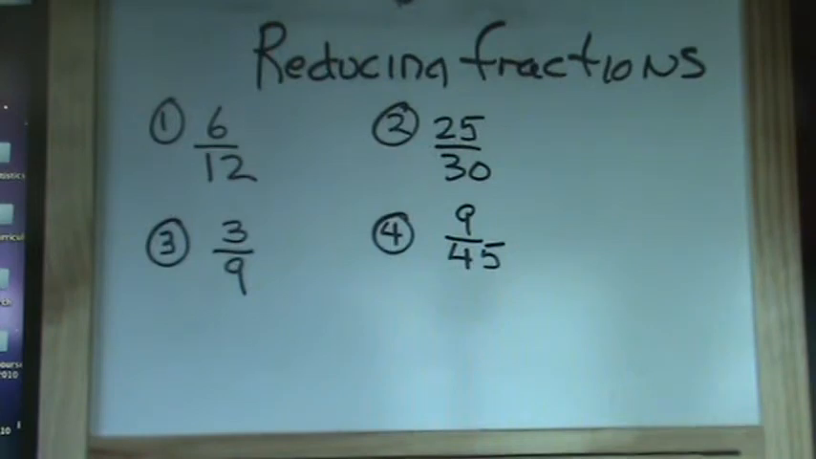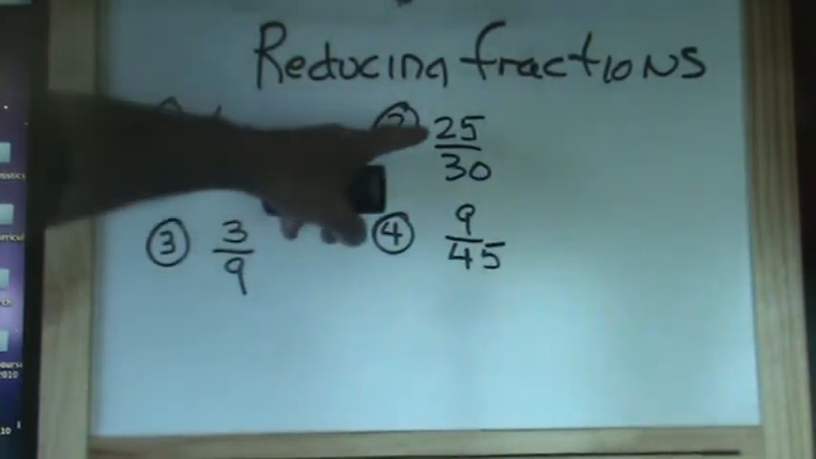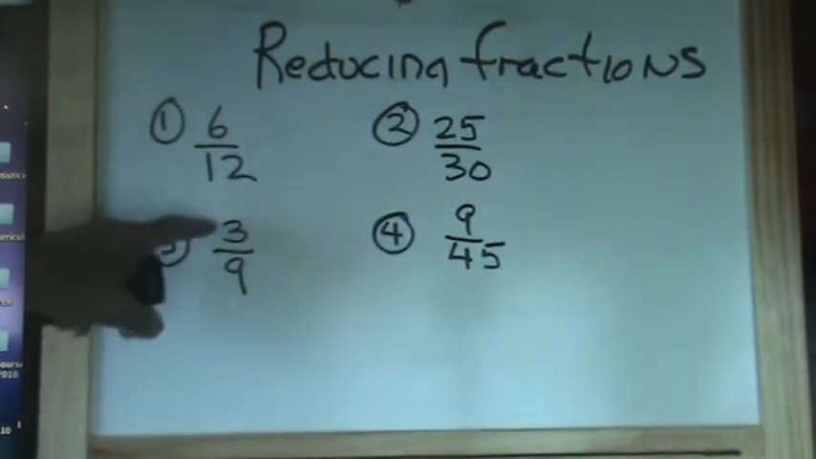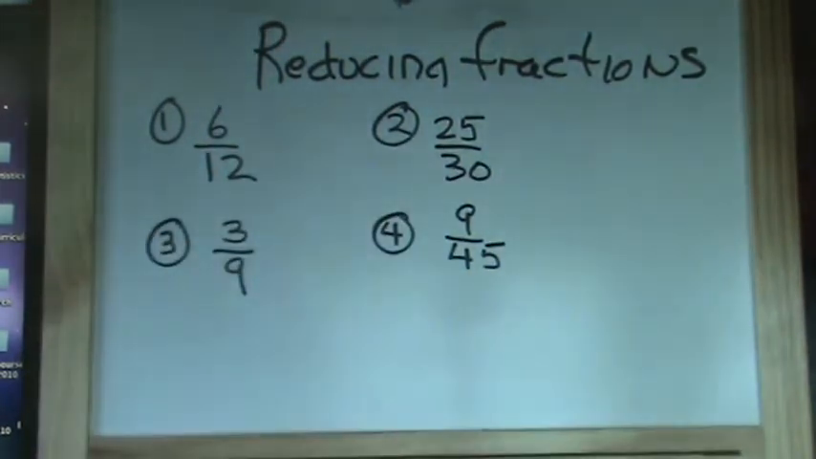All right, here are your first four problems. Number 1, 6/12. Number 2, 25/30. Number 3, 3/9. And number 4, 9/45. So put the DVD on pause and reduce these fractions to their lowest name, and then turn the DVD back on, and I'll go through an explanation with you.